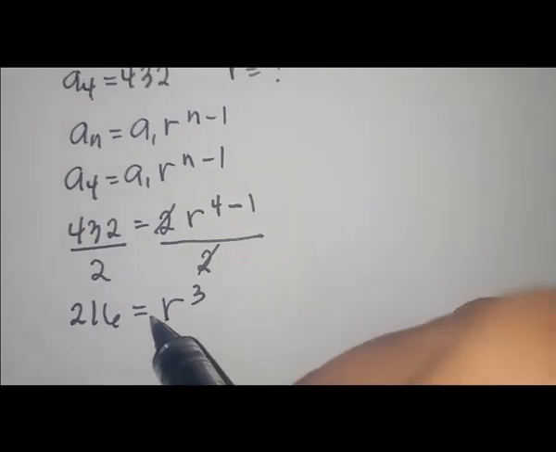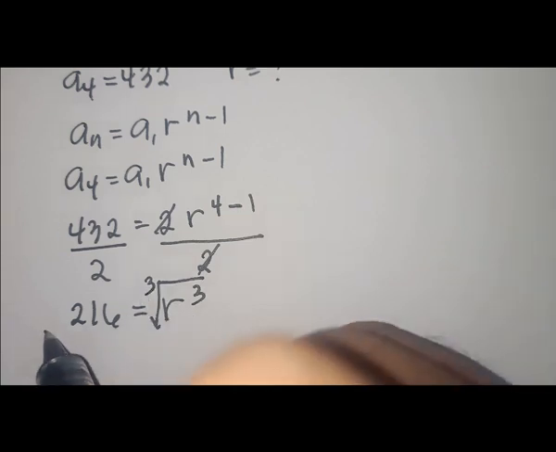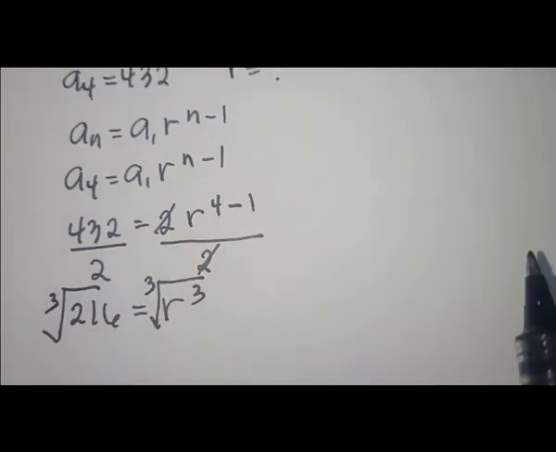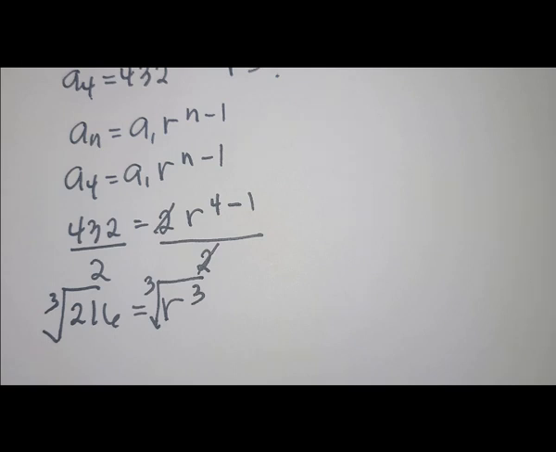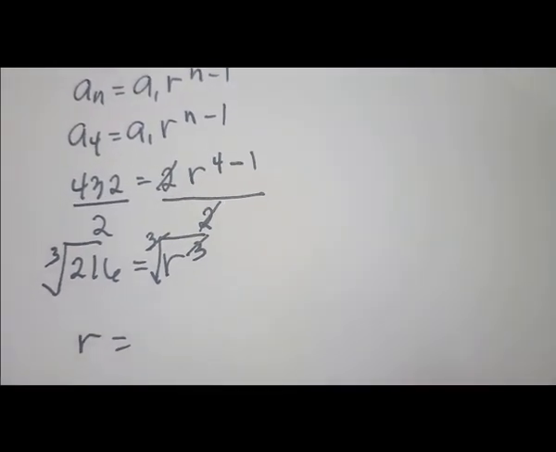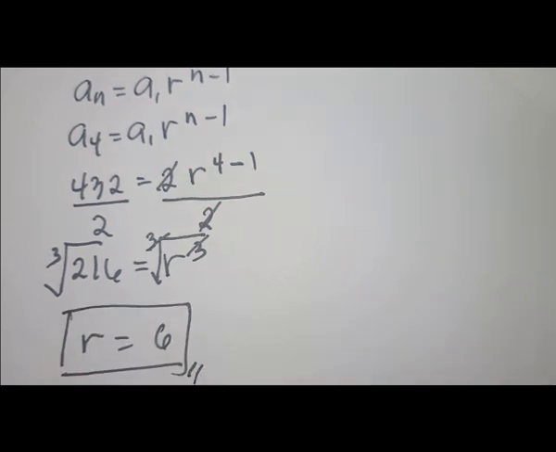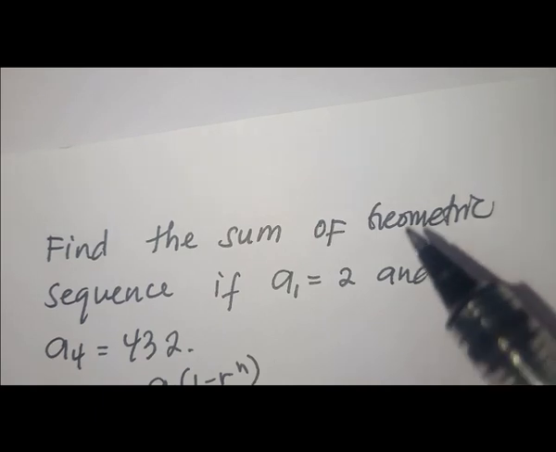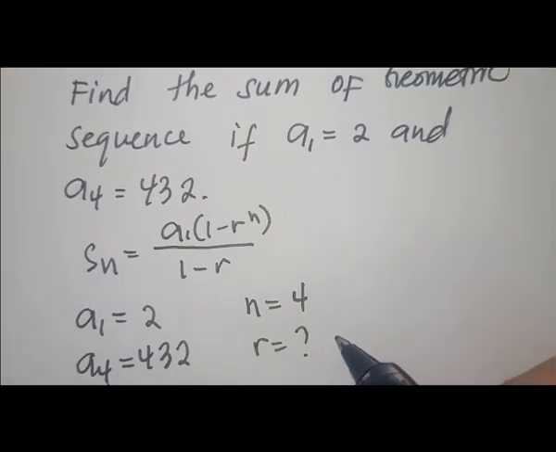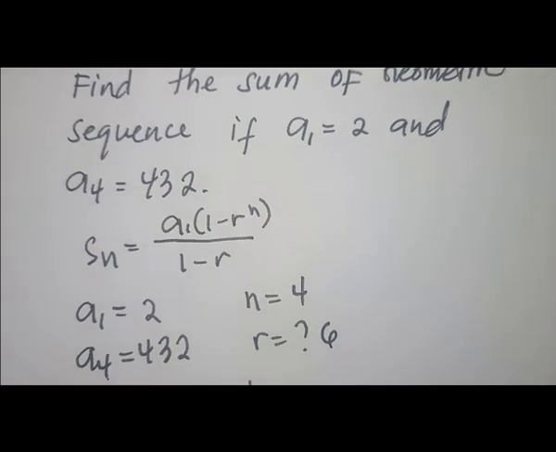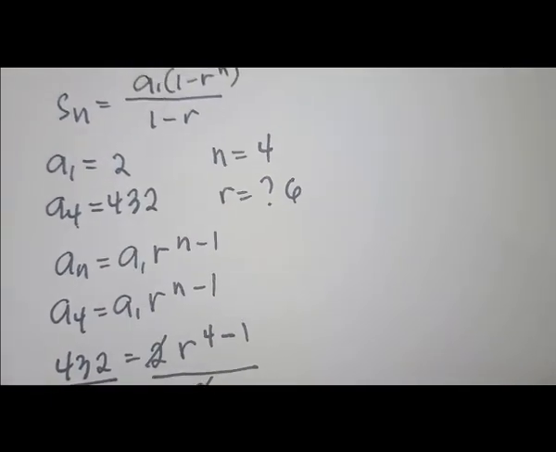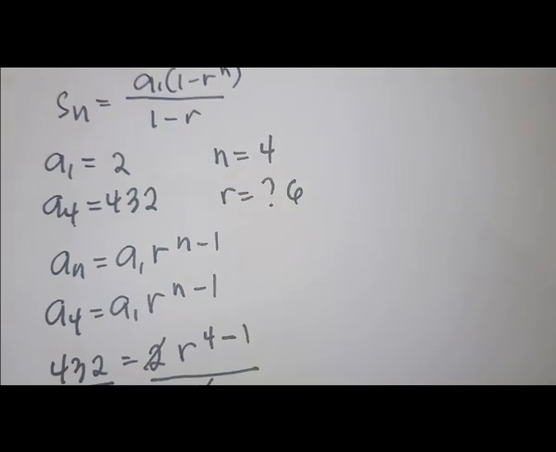So, kunin natin yung cube root both sides, kasi kung ano yung gagawin natin sa right side, gawin din natin sa left side. So, yung cube root ng r cube, so you'll have r, cube root ng 216, okay, cube root ng 216 will give you 6. So, ngayon, meron na tayong value ng r. Where r here, no, yung r natin dito ay equal daw kay 6. So, pwede na natin ma-solve yung geometric series.